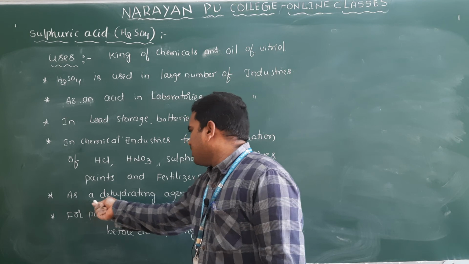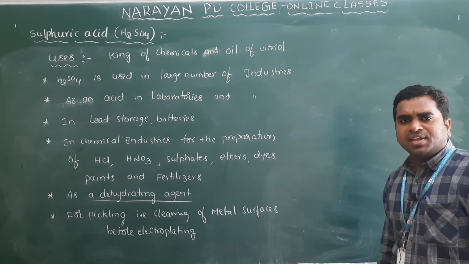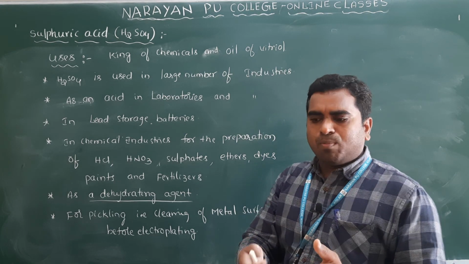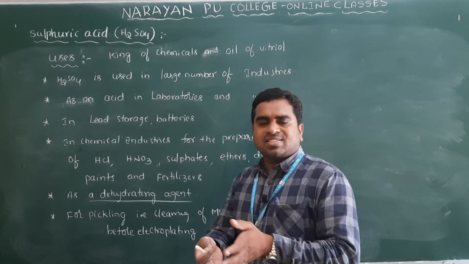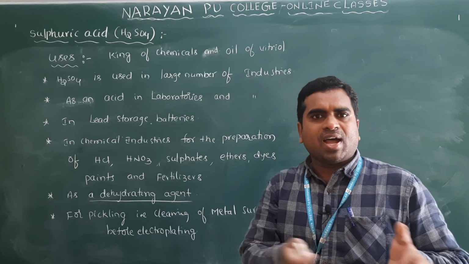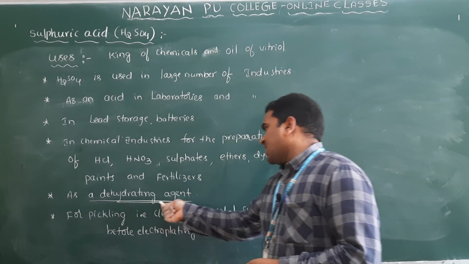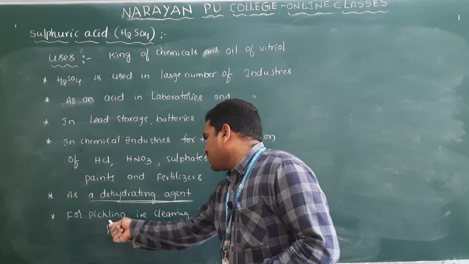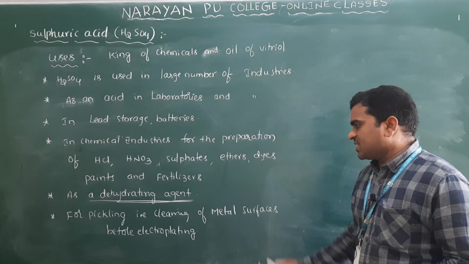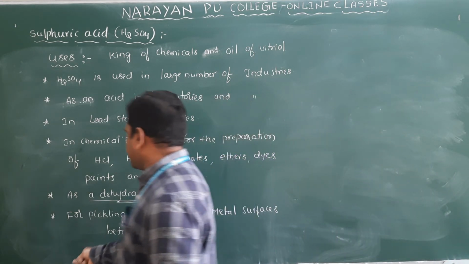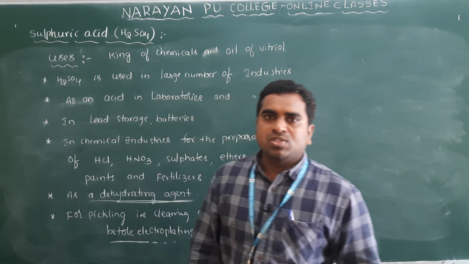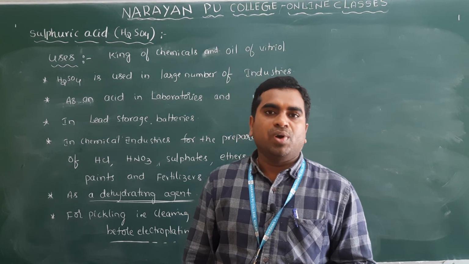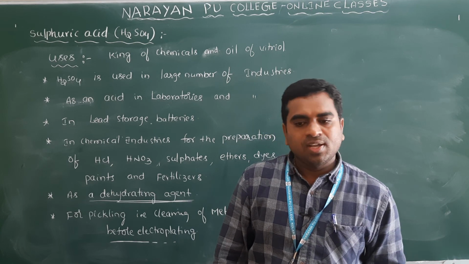And I already mentioned, it acts as a powerful dehydrating agent. If wet gases are present, to remove the water molecules from those gases, we use concentrated H2SO4 as a dehydrating agent. And pickling, as I already mentioned, is the cleaning of metal surfaces before electroplating. These are the uses of sulfuric acid, and this is about the 16th group elements. Next class we will start the 17th group.